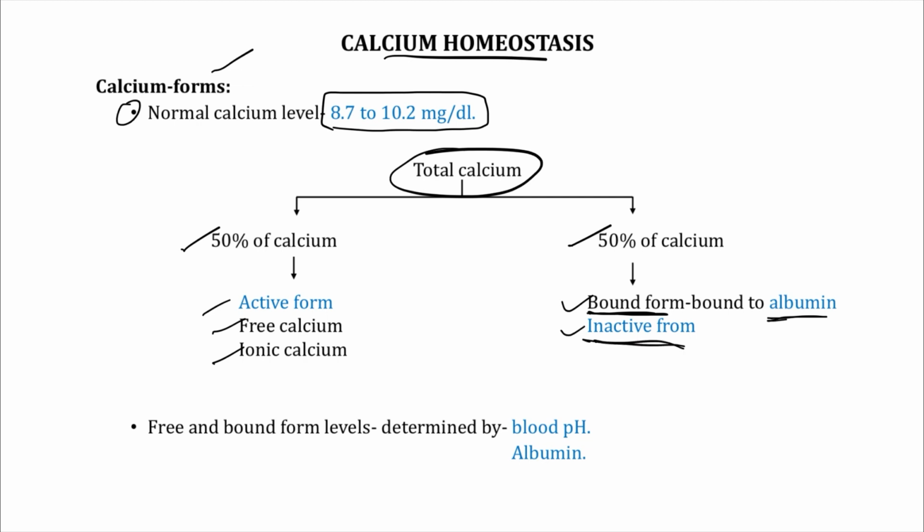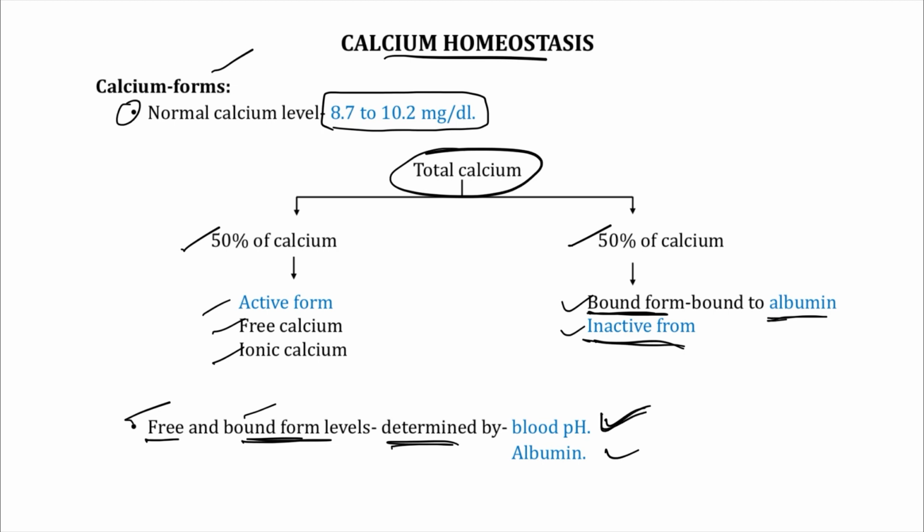Now see, sir, very important. The levels of this free form and bound form of calcium are determined by two very important factors. What are those factors, sir? The pH of blood and albumin. Blood pH and albumin are the two factors which determine the percentage of free and bound forms of calcium, especially the blood pH.